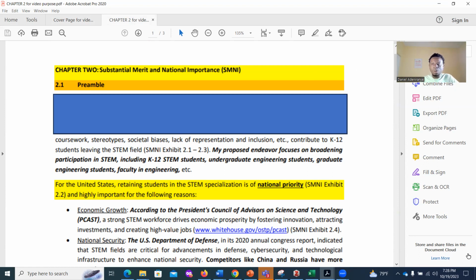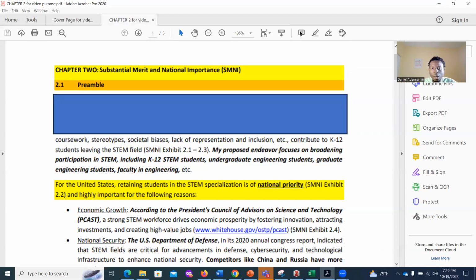So the first thing is you've located your area of proposed endeavor. It's not something hard. What you are currently working on, or what you intend to work on, or trying to connect where you're coming from, things you've done in the past, what you're doing in the present, and what you intend to do in the future, connecting all of them together and using that as a case to justify your area of endeavor having substantial merit and being of national importance.